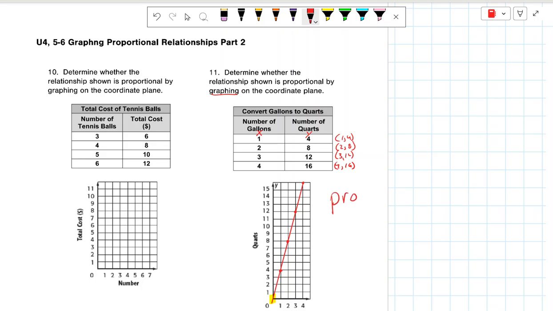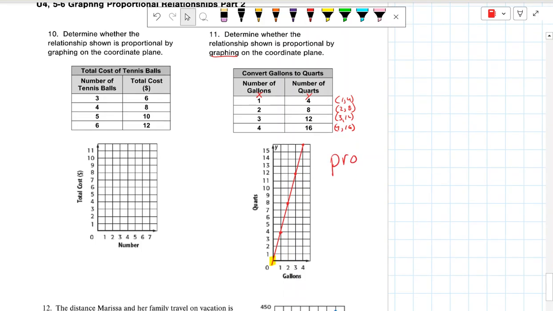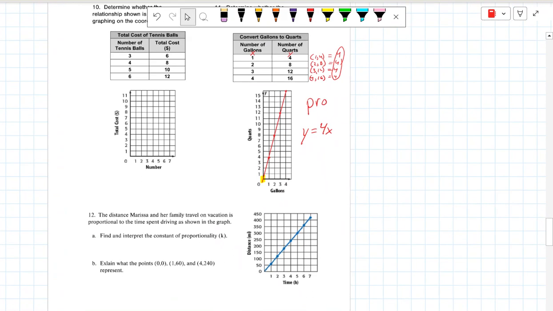In addition, let's find out what our equation is to this. So if you do 4 divided by 1, you'll get 4. 8 divided by 2 is 4. 12 divided by 3 is 4. And 16 divided by 4 is also 4. So our k value is 4. So for an equation, we'll write y is equal to 4x. And then you'll do 12.